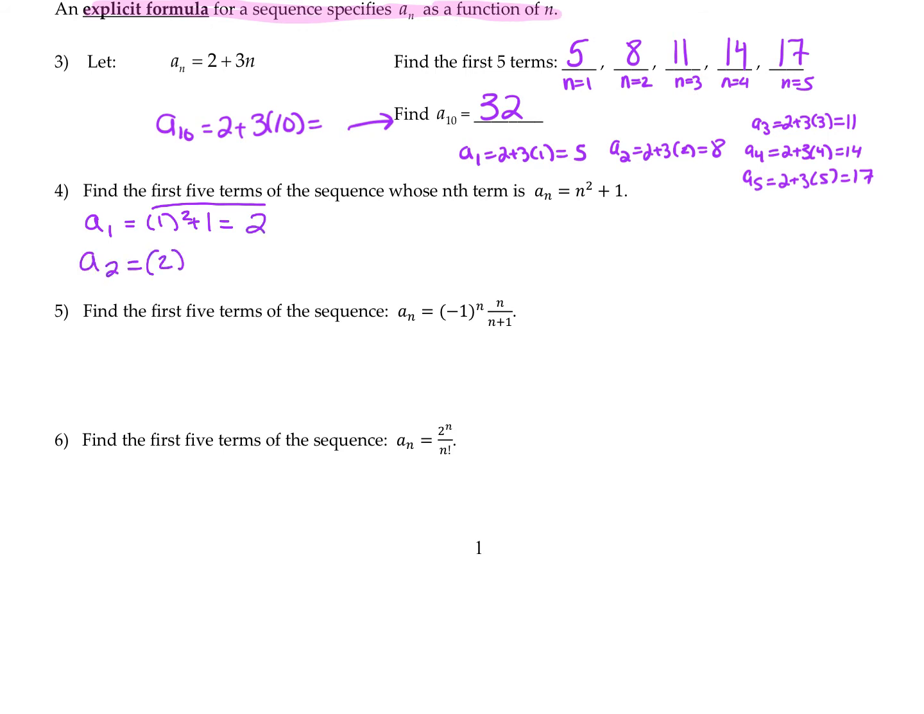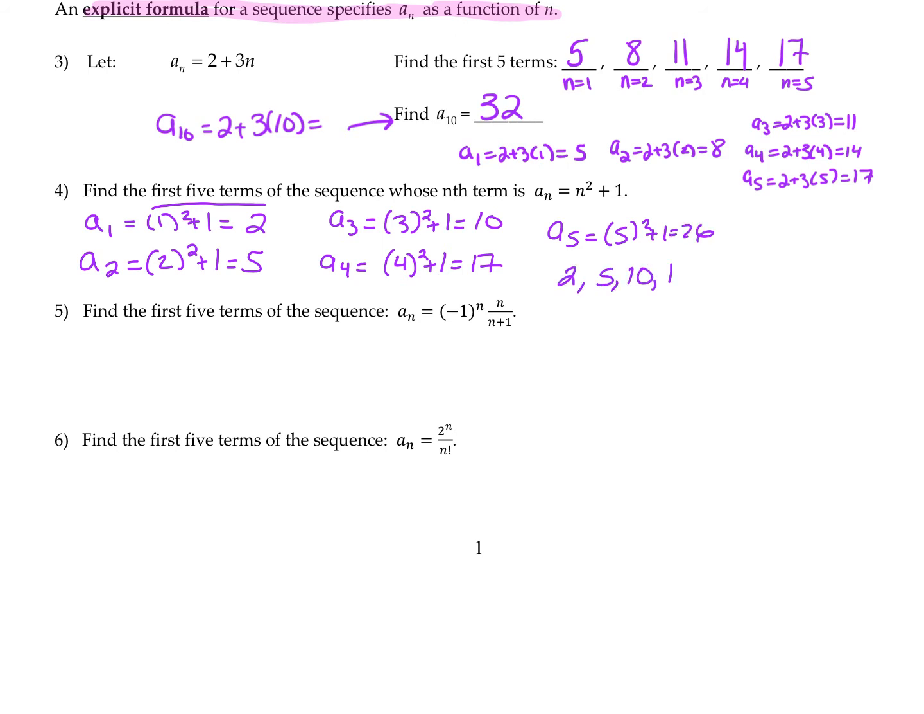To get A2, I would plug in 2. Now we get that A2 is 5. To get the third term, I'd plug in 3, and I would get 10. To get the fourth term, I'd plug in 4, and I would get 17. And to get the fifth term, I'd plug in 5, and I would get 26. So 2, 5, 10, 17, 26 would be my first 5 terms.